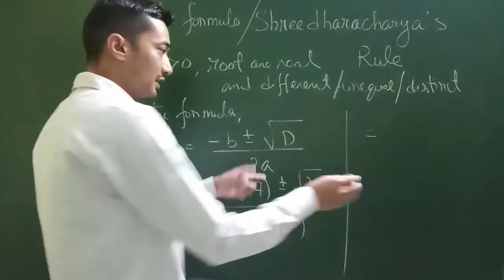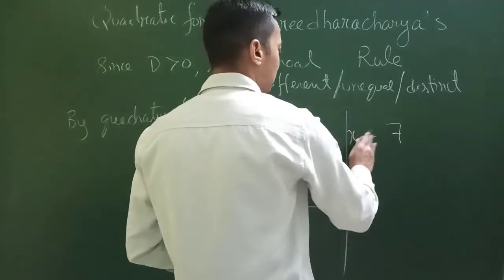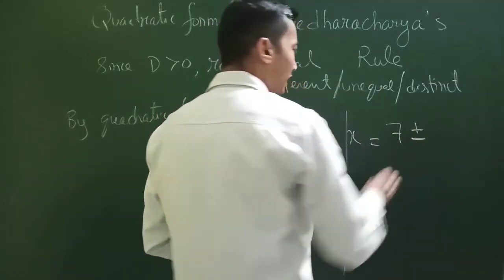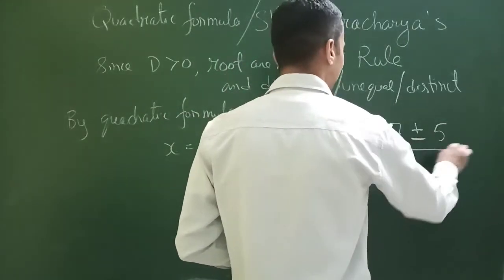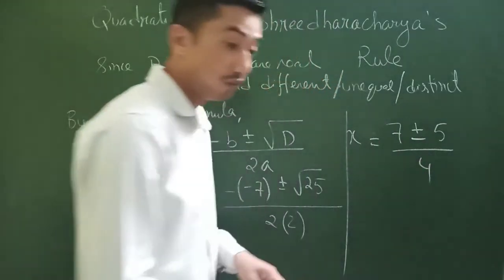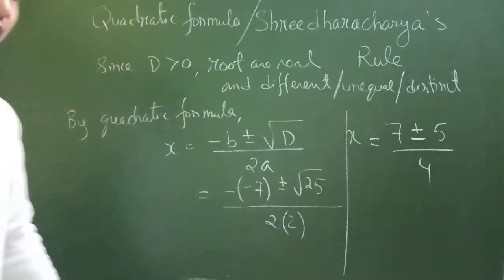So minus minus, that's going to be plus 7. x is equal to minus minus plus 7, plus or minus. I'll keep it for now. Let me just continue. The square root of 25 will be 5, divided by 2 2s are 4. Okay.